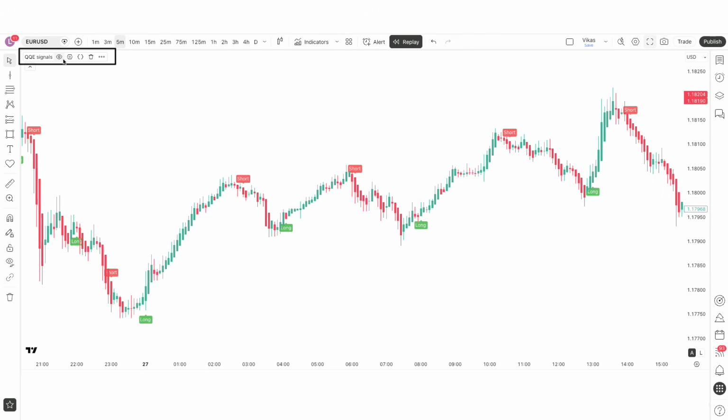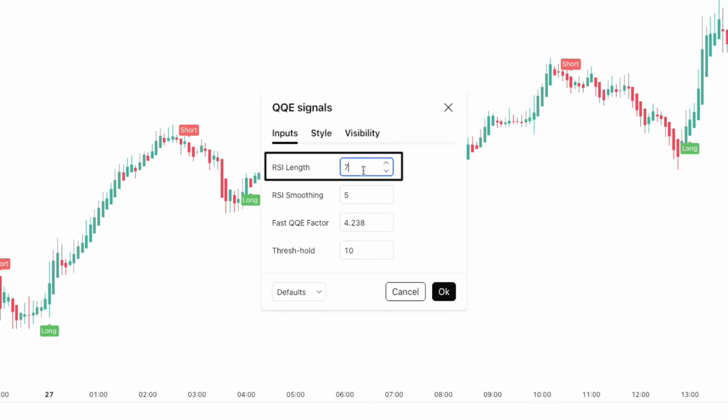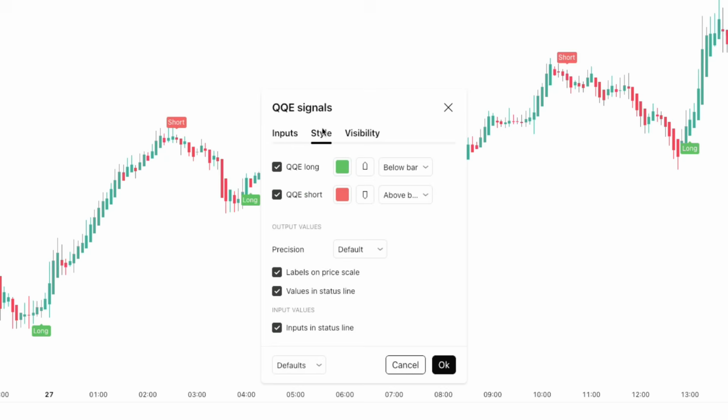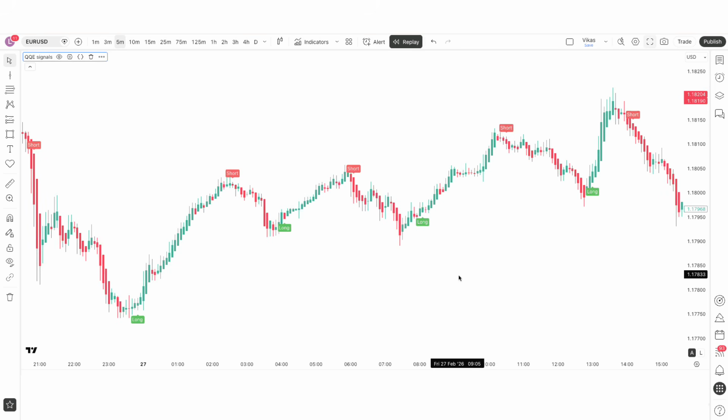Now change the indicator settings for perfect signals. First, change RSI length 14 to 5, then change fast QQE factor 4.238 to 6.2238. Here everything is fine after that. Click OK. Now we'll add one more indicator to make this strategy more powerful.